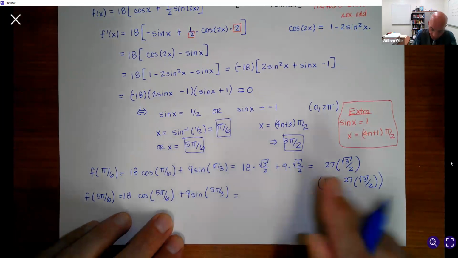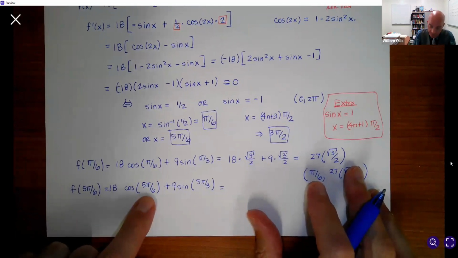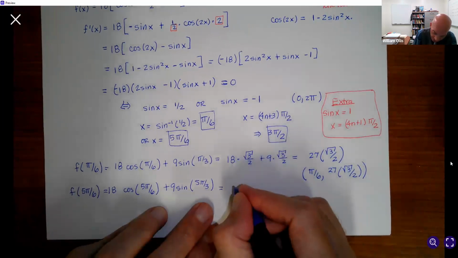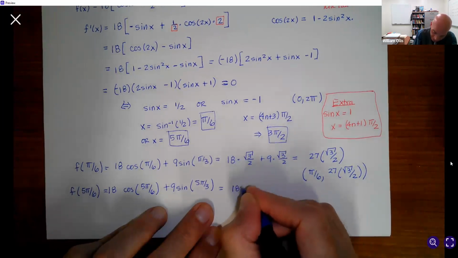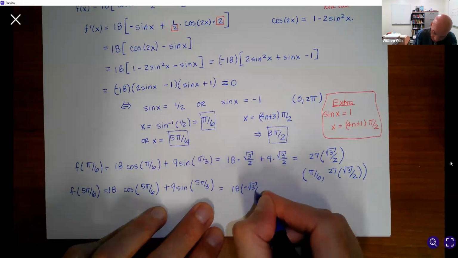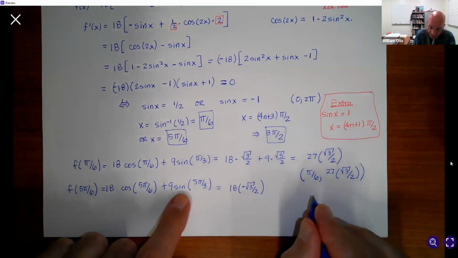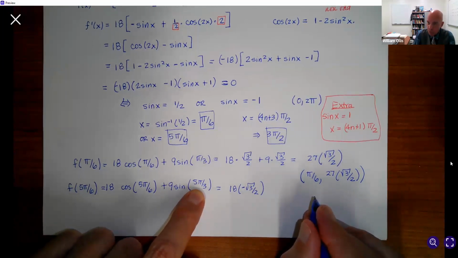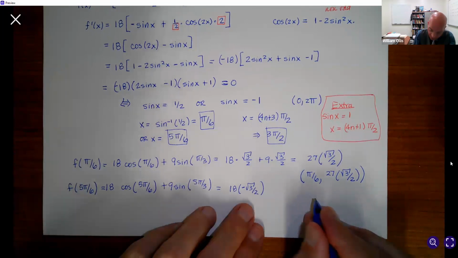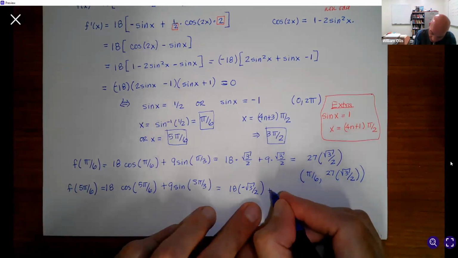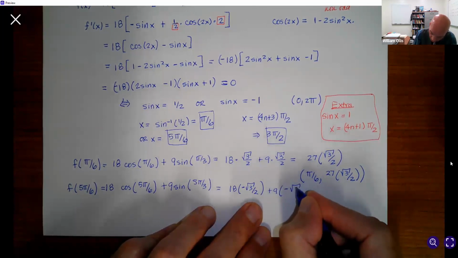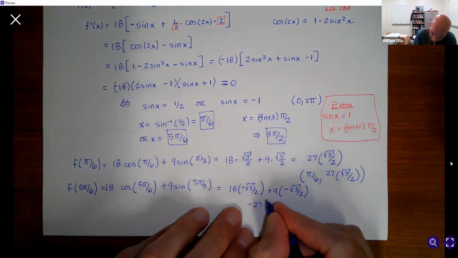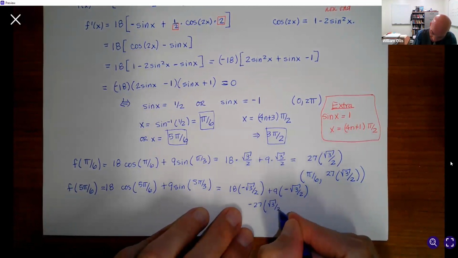So just like we had before, we're in the second quadrant. Of course, the reference number is pi over 6. So this gives us 18 times a negative root 3 over 2. And then, of course, the sine of 5 pi over 3: the 5 pi over 3 is in the fourth quadrant. The reference number is pi over 3, so it's negative. So we get a negative root 3 over 2, plus 9 times a negative root 3 over 2. So again, this will be a negative 27 root 3 over 2, just adding it up.